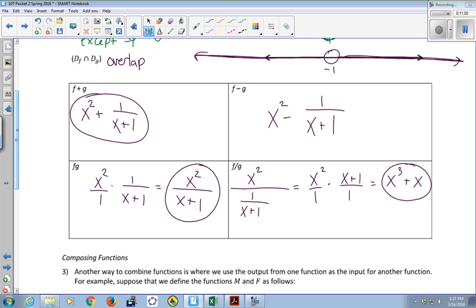So f plus g, what's the domain of this f plus g? x squared plus 1 over x plus 1. Any x values that we need to exclude? Negative 1. That is the overlap, right? So this is the set of all x such that x does not equal negative 1. There's the domain. How about f minus g? Any x values we need to exclude? Negative 1. So my domain is the same. Set of all x's such that x does not equal negative 1.